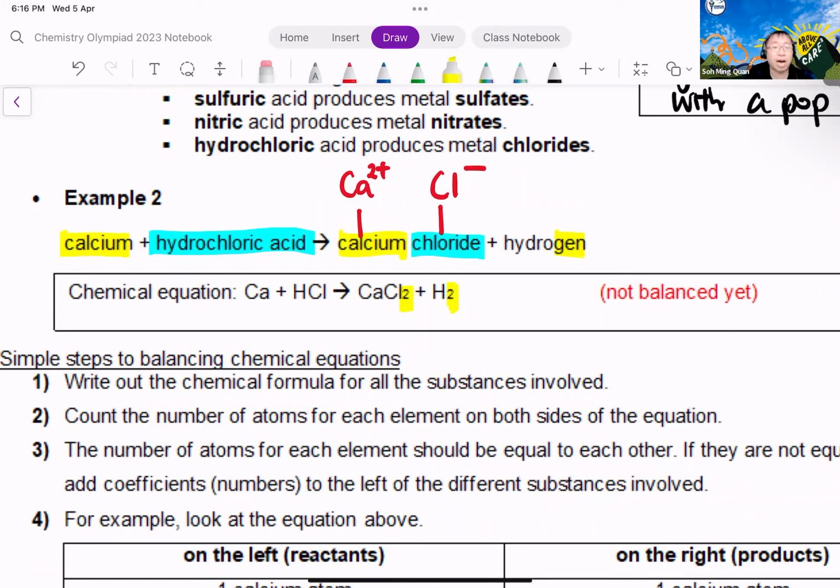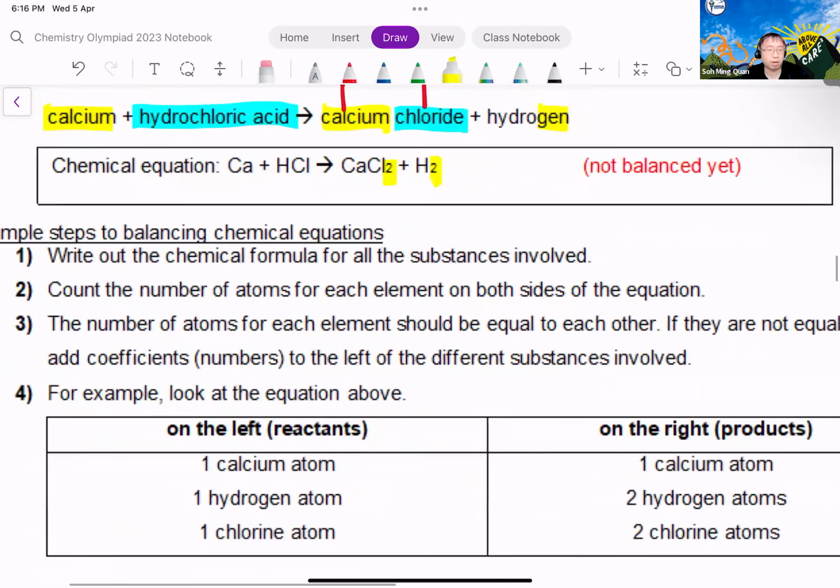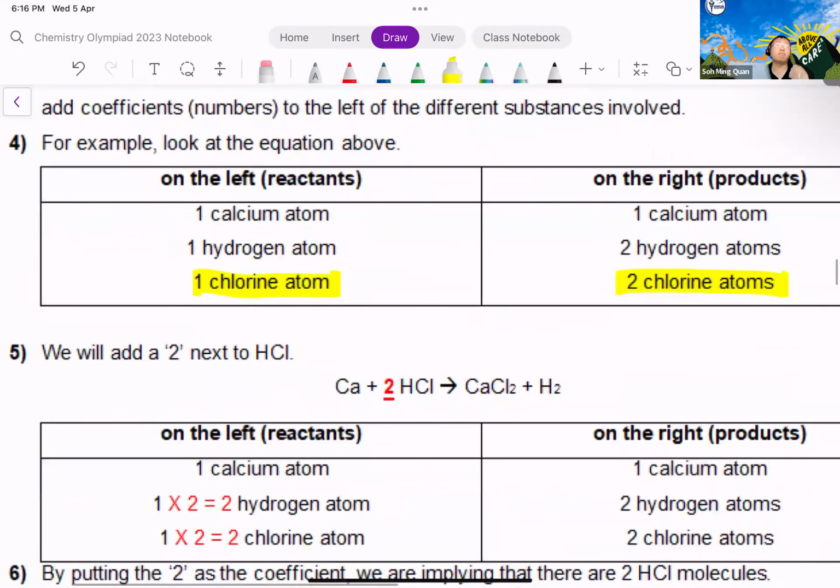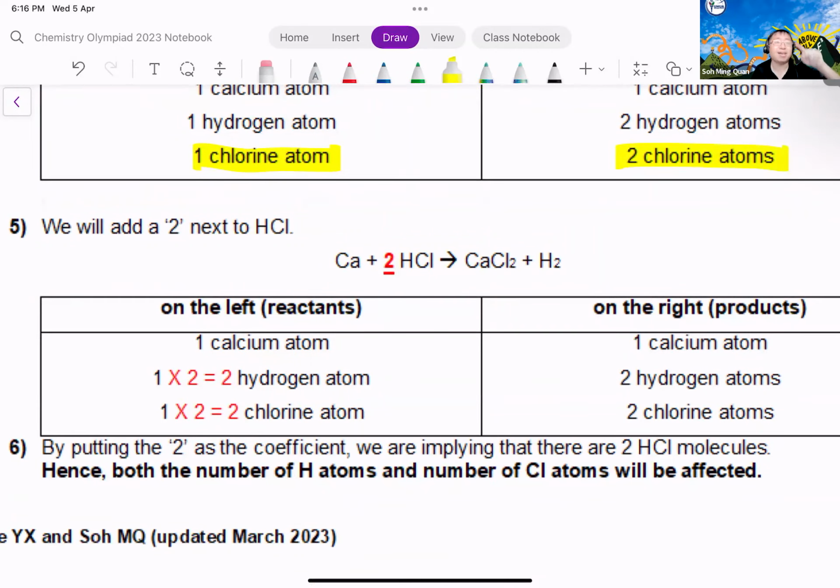The next 50% is just to count the number of atoms on both sides. So for example, over here, the teacher has counted for you. On the left side, you have 1 calcium. On the right side, you have 1 calcium. But the problem comes when you look at chlorine. 1 chlorine on the left, 2 chlorines on the right. You know this cannot be correct because you cannot create or destroy atoms. You must have the same number of atoms on the left and right. Therefore, to balance the equation, you must add coefficients next to or in front of the formulas.